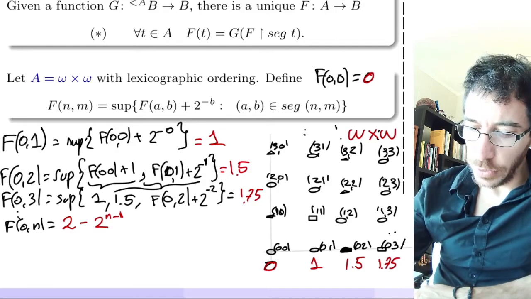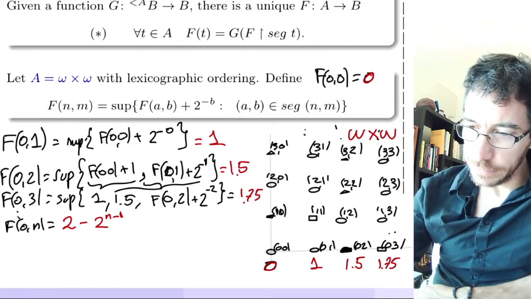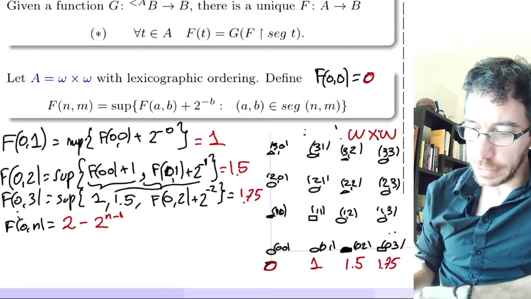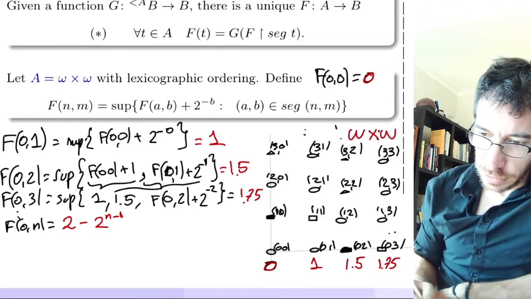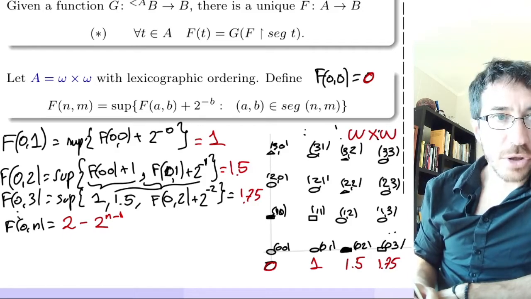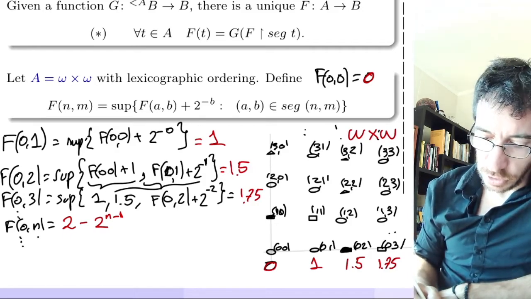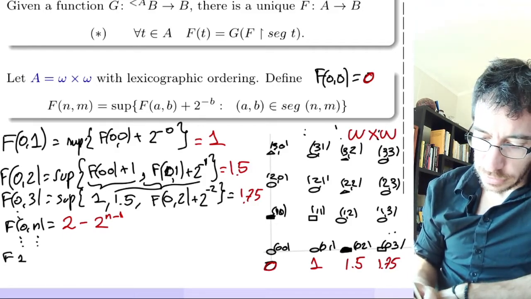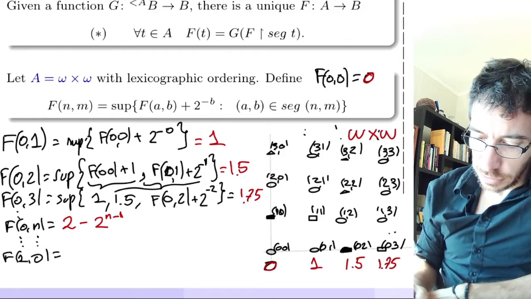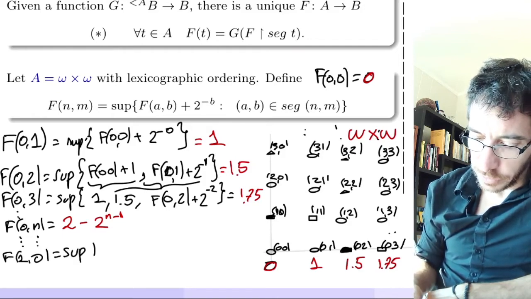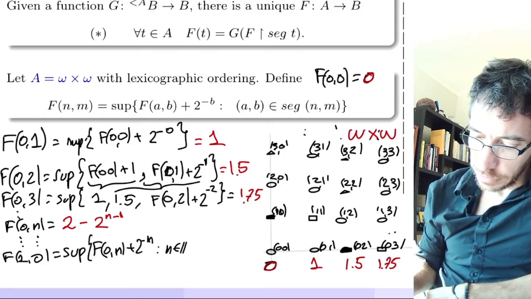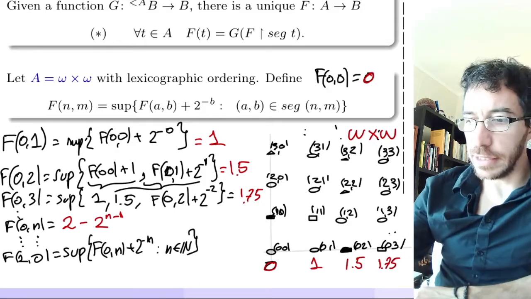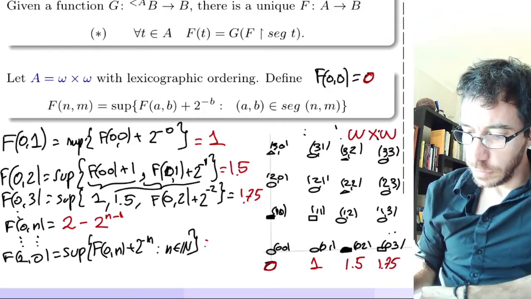And now when we do the next one, who comes next? Well, this is the one that comes next in the ordering, right? (1,0) is the one that comes next. So f of (1,0) is going to be the supremum of f of (0,n) plus 2 to the minus n for any of the natural numbers. So it's the limit of that, and that is equal to 2.